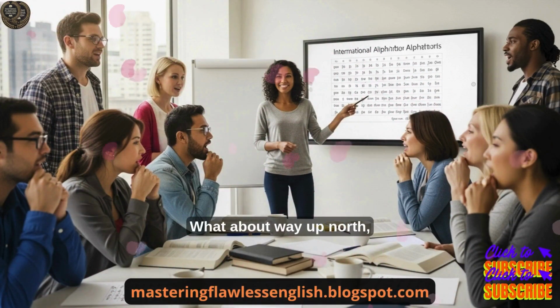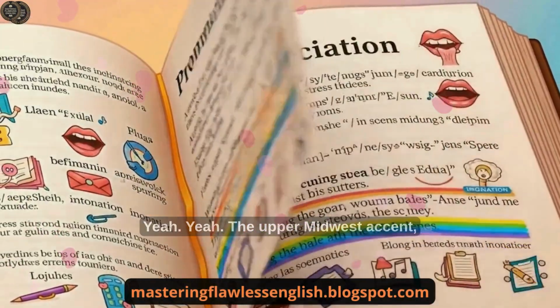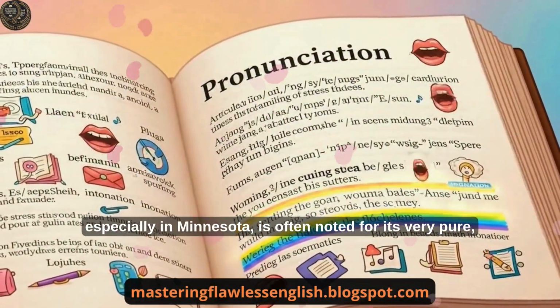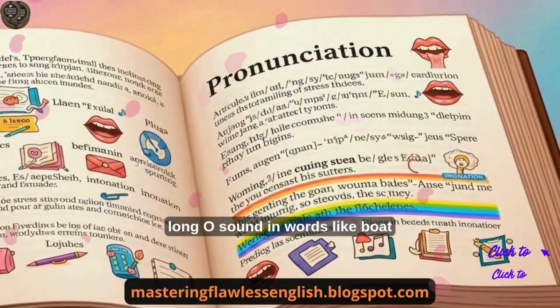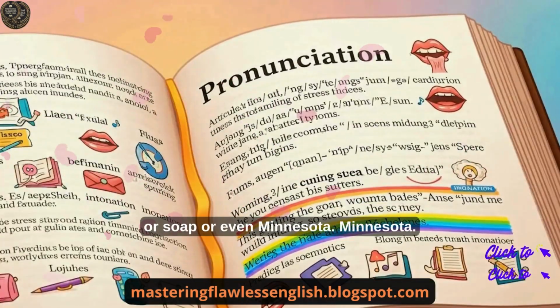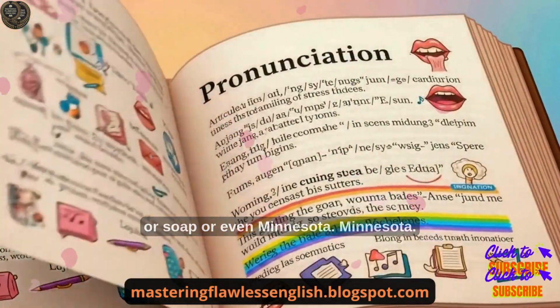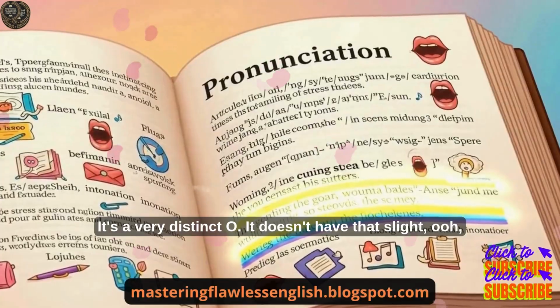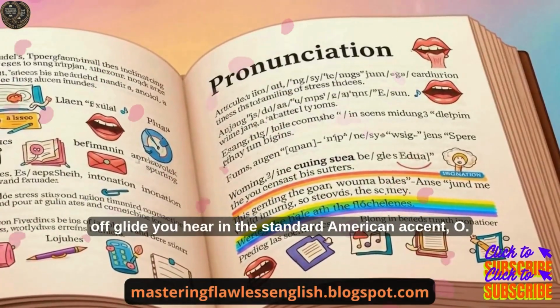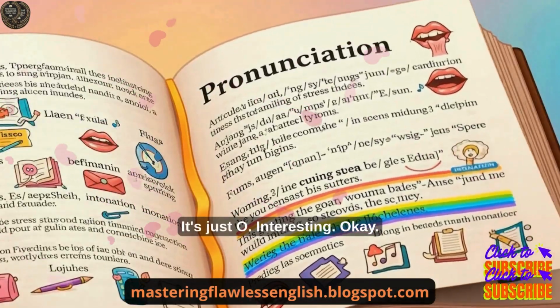All right, let's cover a couple more. What about way up north, like the upper Midwest, Minnesota? Yeah, the upper Midwest accent, especially in Minnesota, is often noted for its very pure, long O sound in words like boat or soap or even Minnesota. It's a very distinct O. It doesn't have that slight ooh off glide you hear in the standard American accents. It's just O. Interesting.